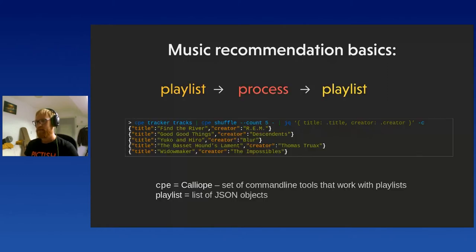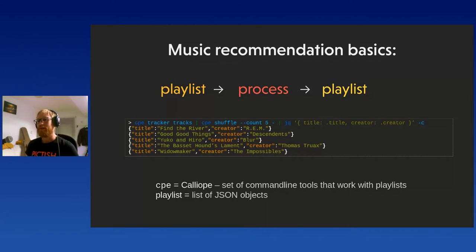So how do we represent a playlist? I've been using this simple JSON format where each line is a JSON object and a set of attributes describe the songs. And I've created some Python code wrapped up in a command line tool called Calliope, depending how you want to pronounce it. And that allows me to create some pipelines. So here's a very simple, I wouldn't call it a recommender yet, but a playlist generation pipeline. So it asks the Tracker search engine on my computer to show all of the songs I have. And then it shuffles the list, chooses five, and then uses another command line tool to select just the title and the creator. There we go. We created a playlist already.